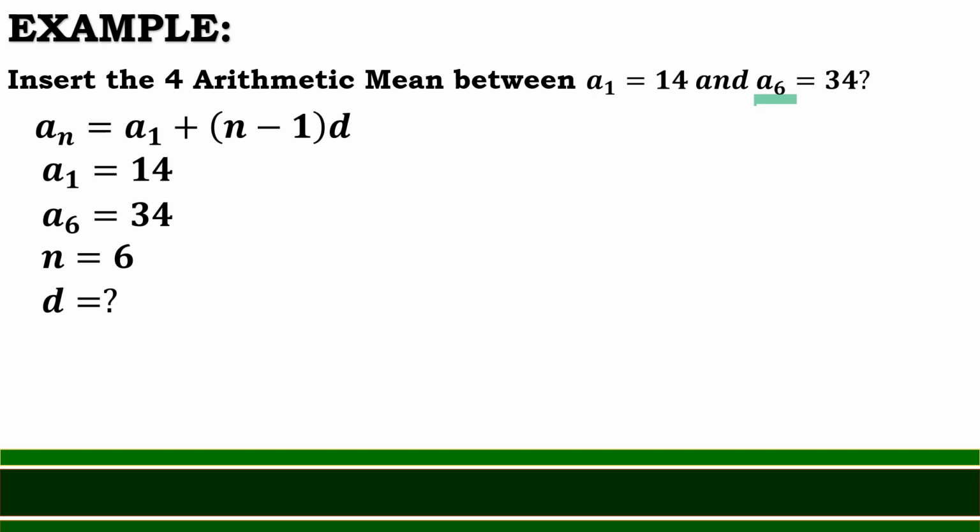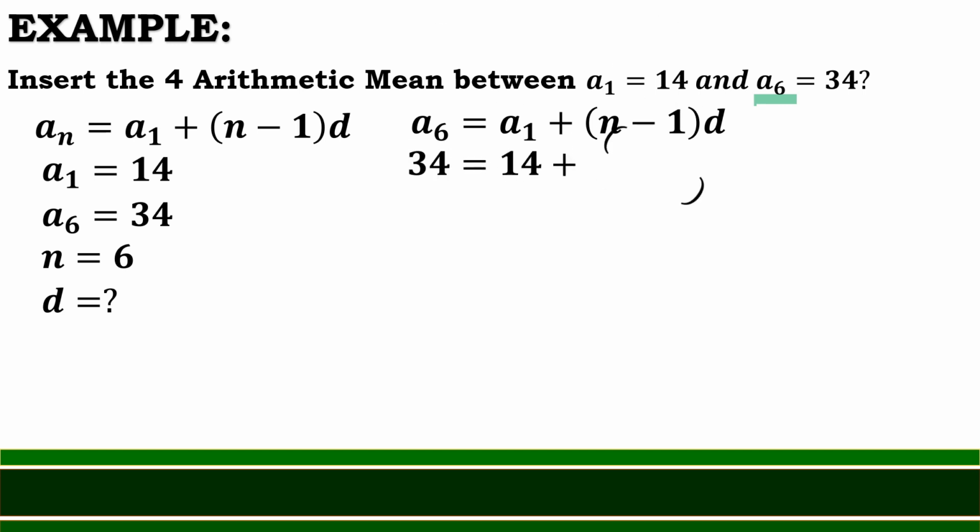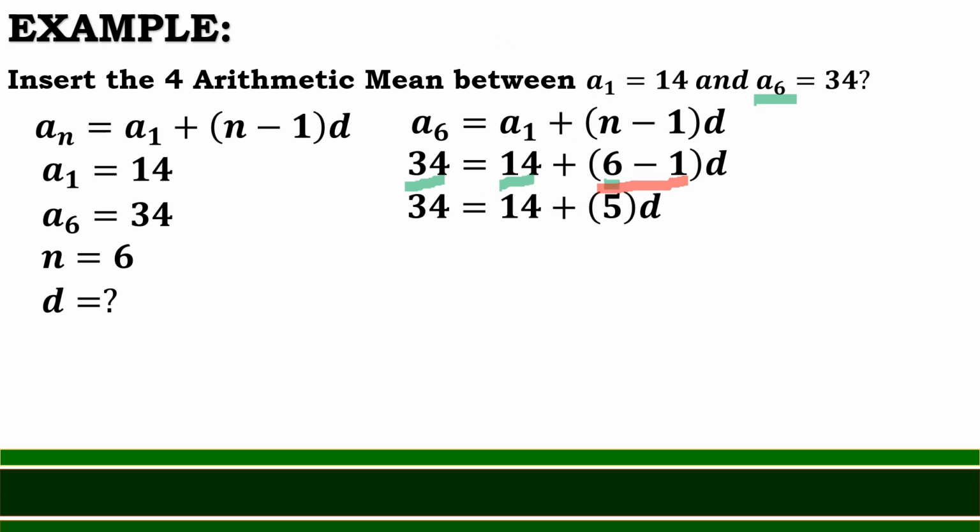So, let us solve for the common difference. Using this equation, substitute natin yung corresponding value where last term is 34, first term is 14, n is 6. So, unahin natin yung nasa loob ng parenthesis. We have 6 minus 1. So, magkakaroon tayo ngayon ng 34 is equal to 14 plus 5 times d. So, 5 times d, we have 34 equals 14 plus 5d.